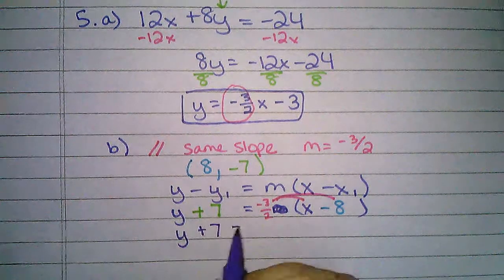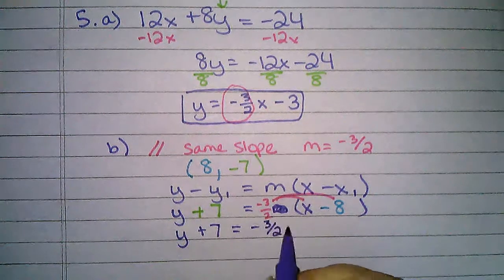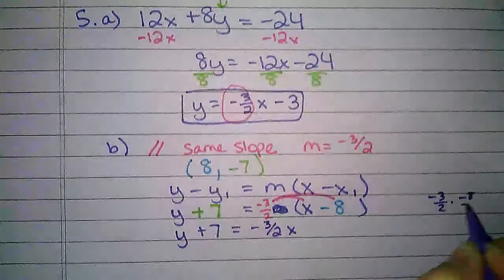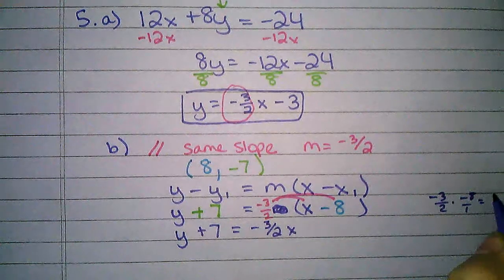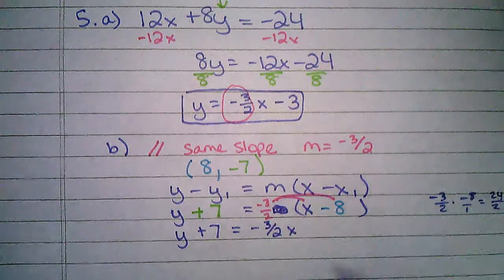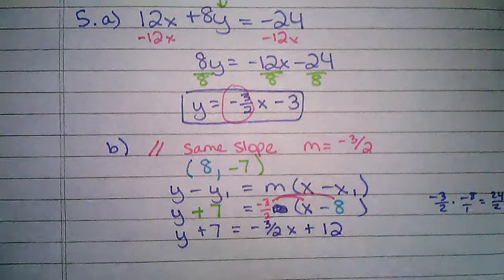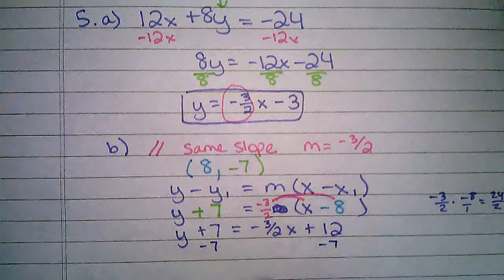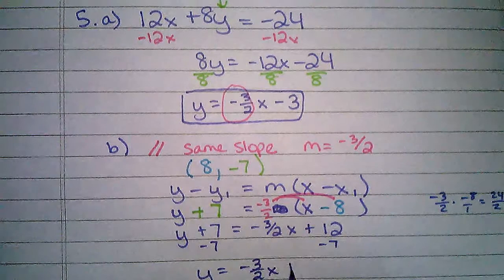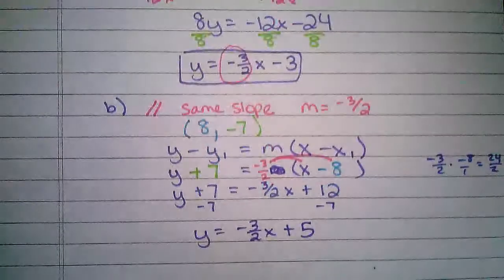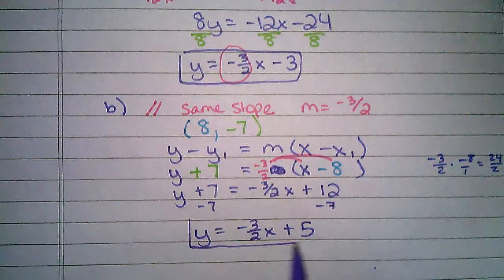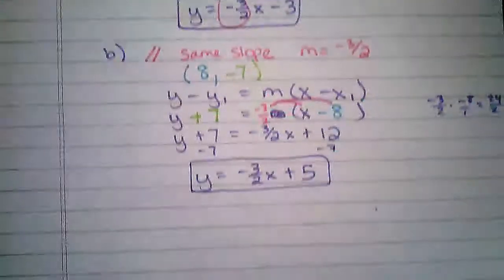So y plus 7 equals -3/2 x, and then I have -3/2 times -8. So -3 times -8 is 24 divided by 2. Negative times a negative gave me a positive. 24 divided by 2 is 12. Make sure you're checking my math as we're going, because I am just doing this on the fly and I do make mistakes. Not very often, but you know, I'm human. So 12 minus 7 is 5. So it looks like I've got y equals -3/2 x plus 5.